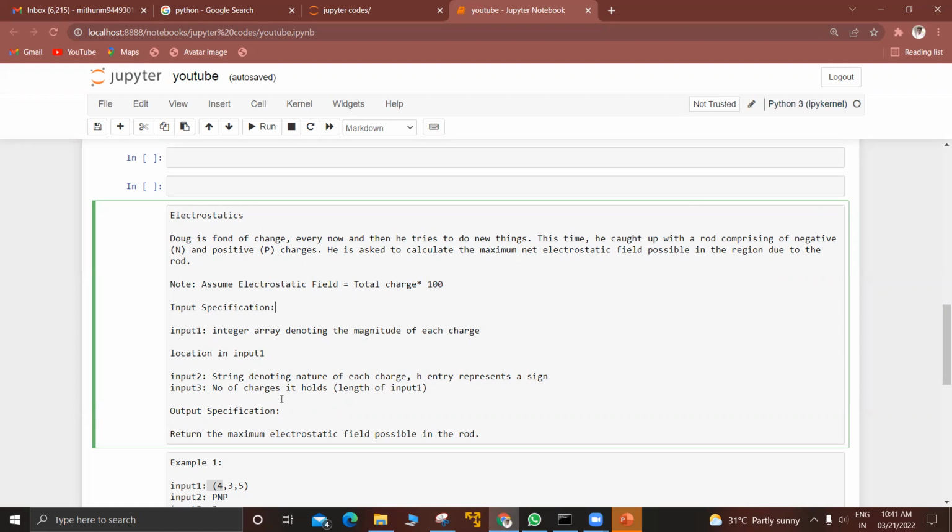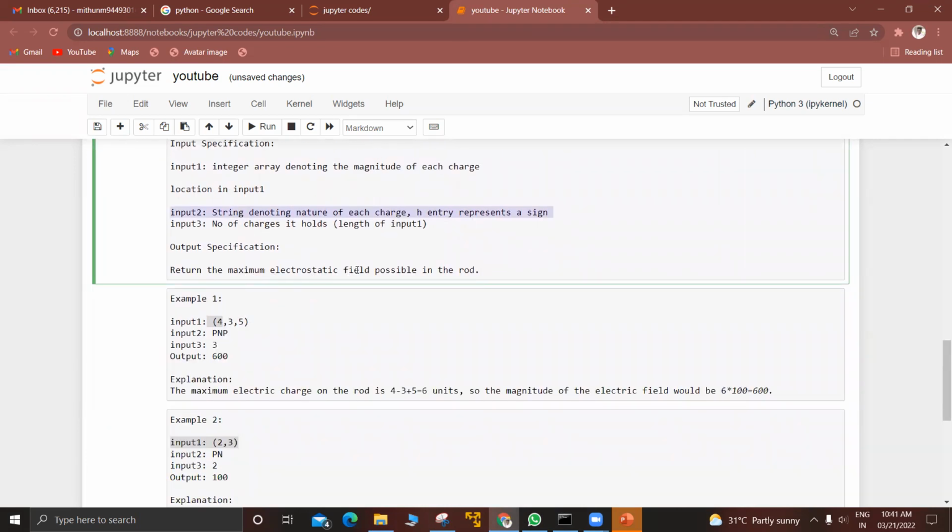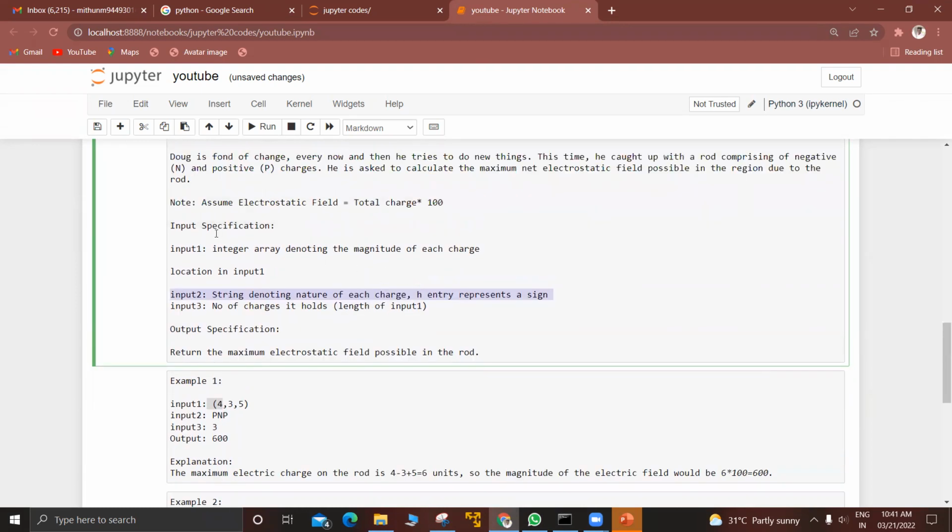Input and output specification are here. Input one is of integer array denoting the magnitude of charge. That means magnitude of the charge. String denoting the nature of each charge. Number of charges it holds. That means input 3 will indicate the length of input 1 as well as the length of input 2. Return the maximum electrostatic field possible in the rod. Maximum electrostatic field is calculated using this formula. We need to calculate the total charge.